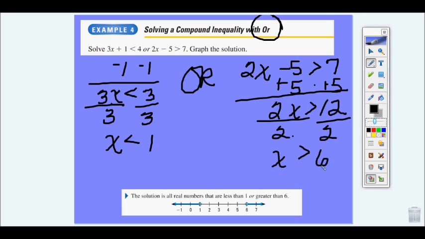Again, I did not have to apply any negative flipping, reversing the signs. Everything I did was dividing or multiplying by a positive number. And when we have that or situation, we have the graph that goes in two separate directions.